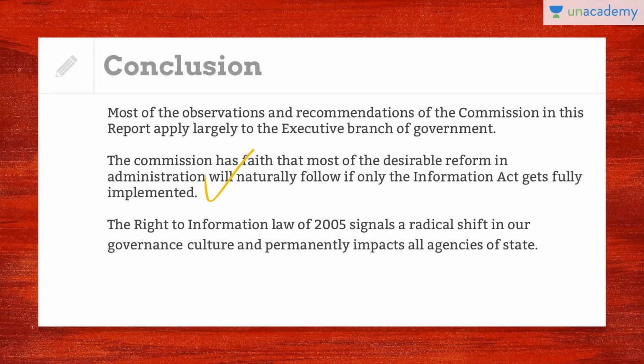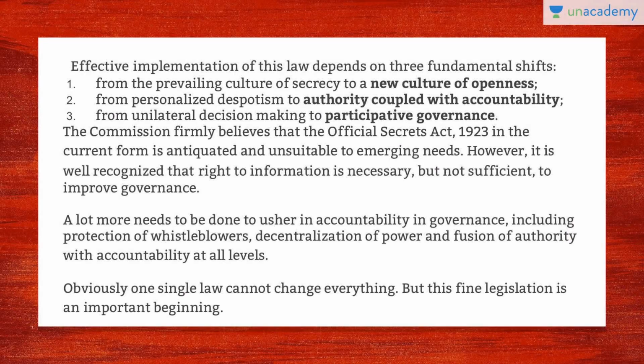So this Right to Information Law of 2005 signals a radical shift in our governance culture and permanently impacts all the agencies of the state. That is why it is very, very important. So effective implementation of this law depends on 3 fundamental shifts. First is from the prevailing culture of secrecy to a new culture of openness, where information is shared with everyone. Then from personalized despotism to authority coupled with accountability.